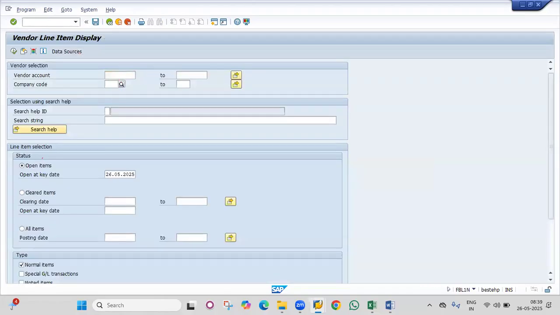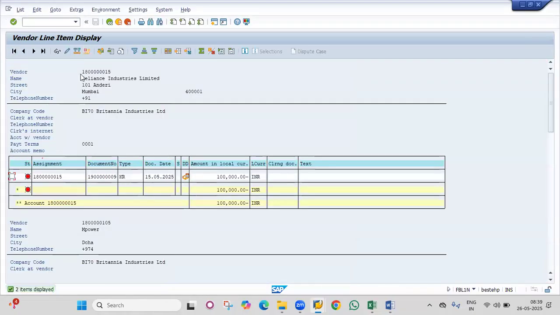Give the company code. Suppose my company code is BA70, which I have already configured. Company code is a legal entity. I'll explain each and everything later, just to show you a glimpse of how SAP is working. I'll execute. See, Reliance Industries is my vendor. And this is my open item. That means I have to pay this.